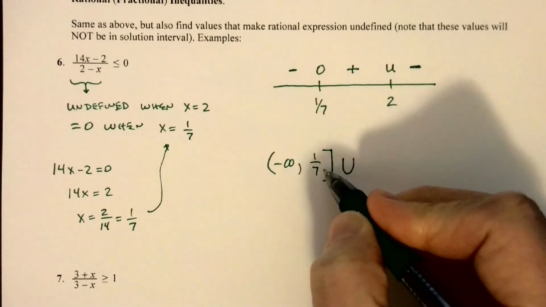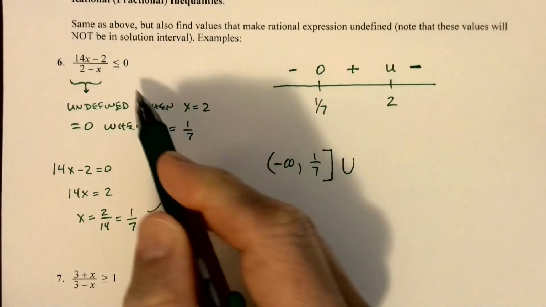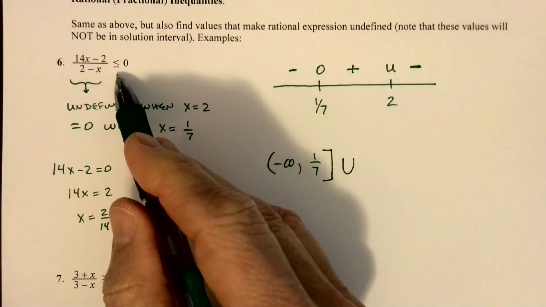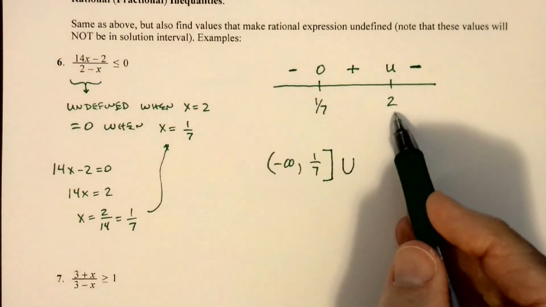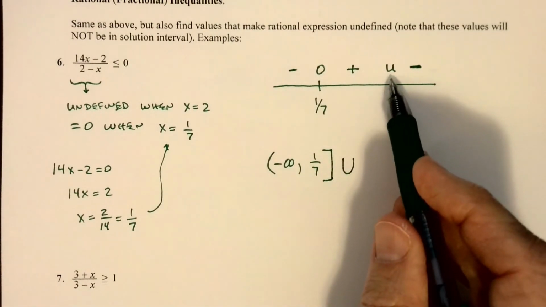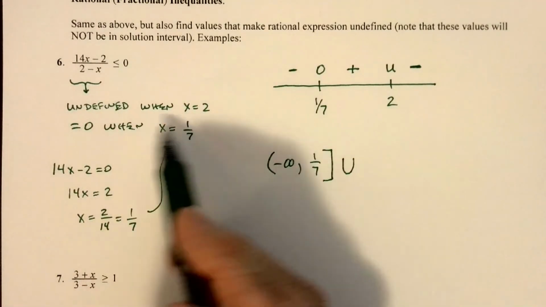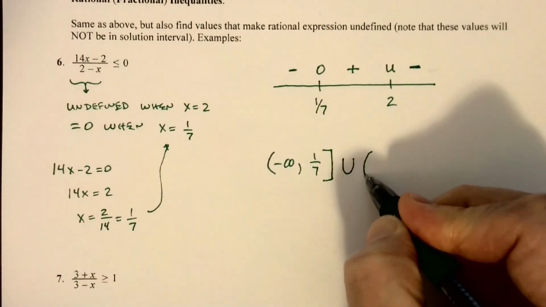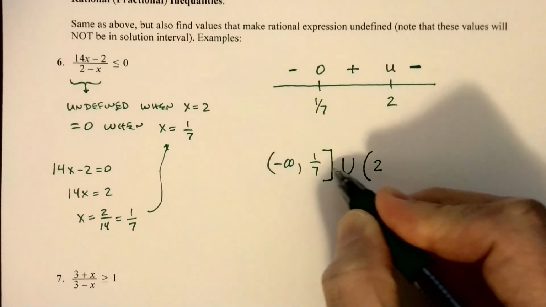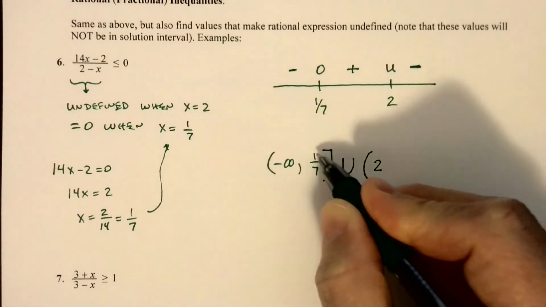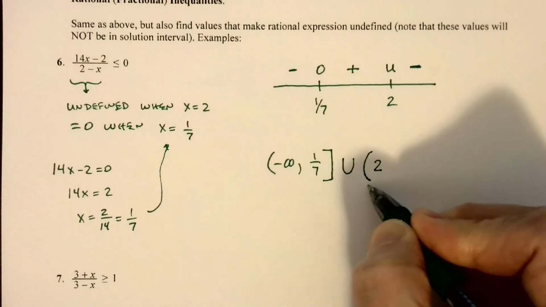Do I include 2 like I included 1/7 because it says less than or equal to? Do I include 2 as well? No. 2 is not going to give us a value of 0. It's undefined, right? If I plug 2 into this expression, it's undefined. I never want to include 2. So I have to keep the parentheses on 2. So you've got to be real careful to clearly show brackets and parentheses on these answers.